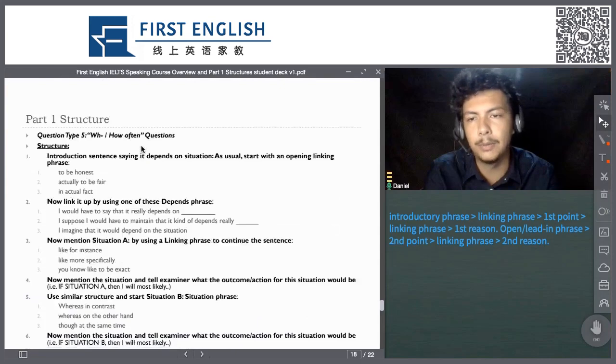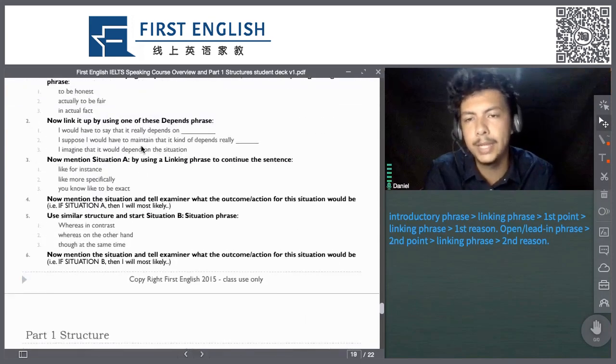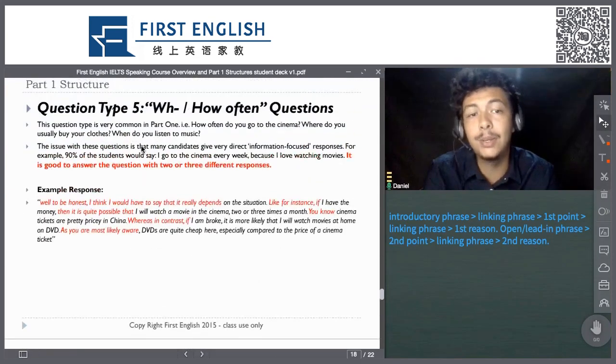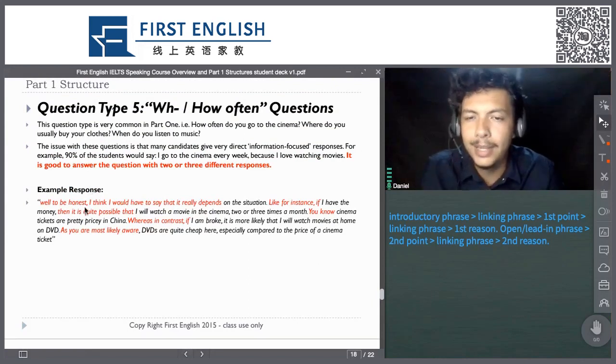So before we look at the example response, or actually I think it would be a good idea to look at the example response first before breaking down the structure, so I can give you a better idea what I mean when I say describe 2 or 3 different scenarios. So a good example response to this question type would be, well, to be honest, I think I would have to say that it really depends on the situation.